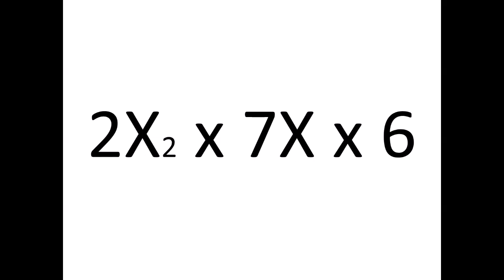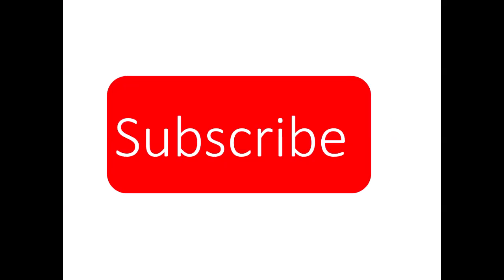So in this example, it's 2x times x to get 2x squared, which leaves us with 2x squared plus 7x plus 6. That's how to factorize quadratics when a is not equal to 1.